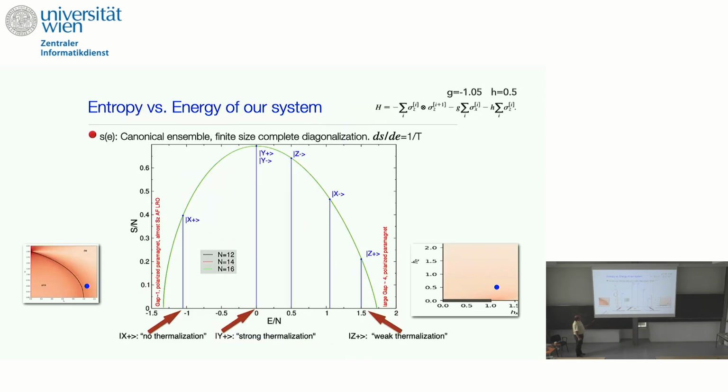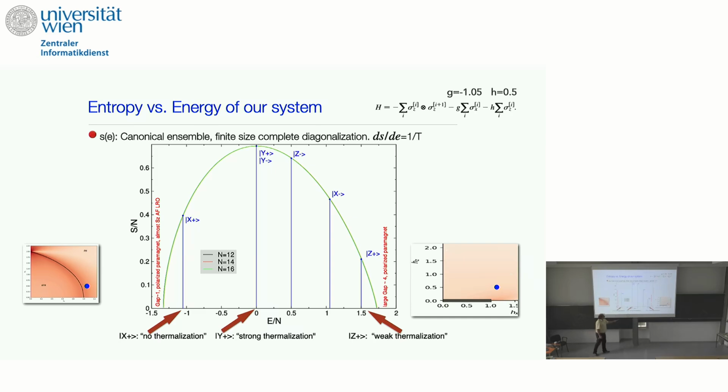Okay, and so now let's switch a bit into thermodynamics mode. For this Hamiltonian, you can of course do complete diagonalization, get all the energy levels, and then you can calculate the partition function by just plain numerical sums, and then you can get information like the entropy as a function of temperature, but you can also get the energy as a function of temperature, and then you can combine them and plot the entropy density as a function of the energy density, and that's plotted here.